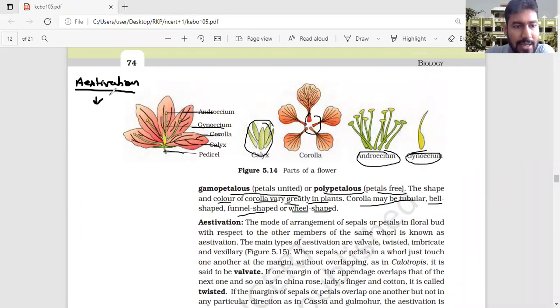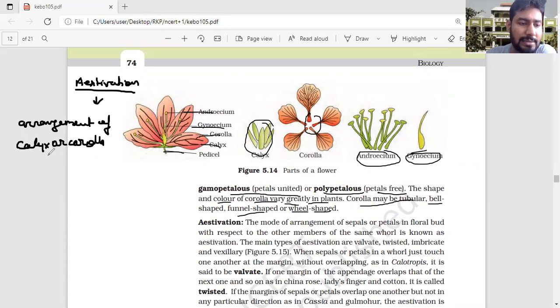Estivation, you know very well, is the arrangement of calyx or corolla. The arrangement of calyx or corolla on the floral axis is called the estivation.